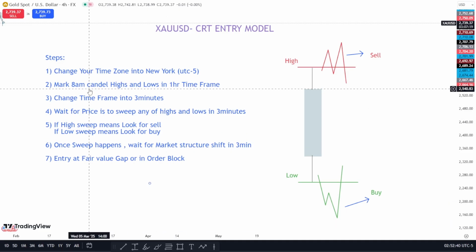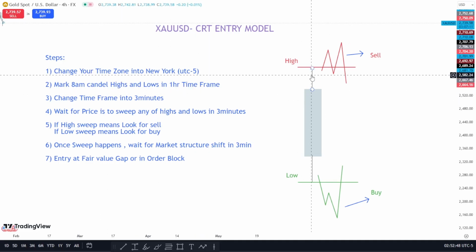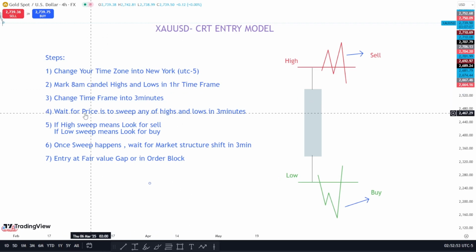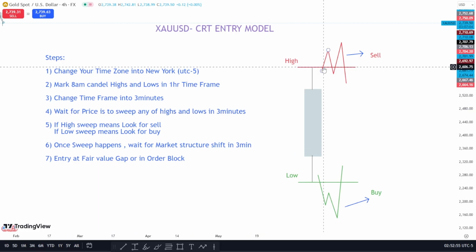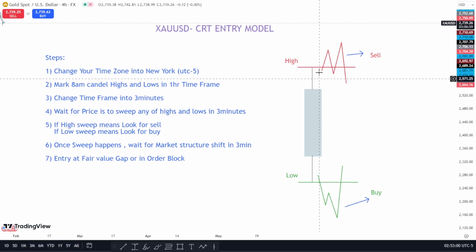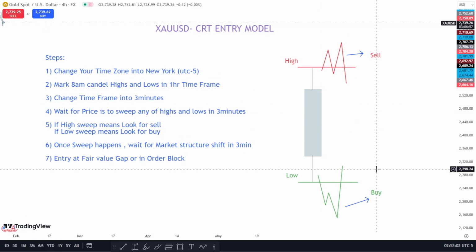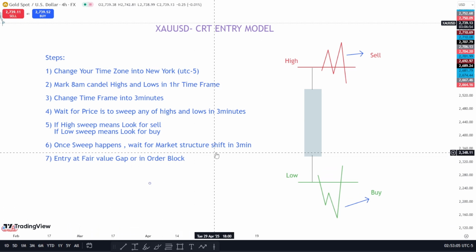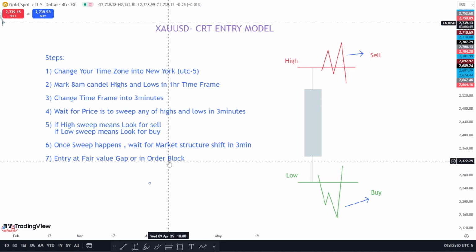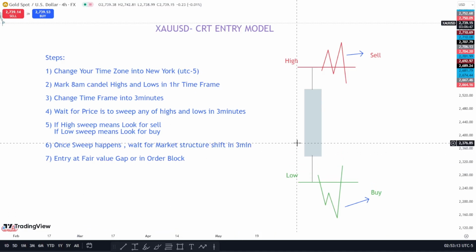Once the time zone has been changed, mark the 8 a.m. candle's highs and lows in the 1 hour time frame, and then change the time frame to 3 minutes. Wait for price to sweep any of the highs and lows in the 3-minute candle. If any of the highs or lows is swept, we look for the market structure shift in 3 minutes, and look for the fair value gap and order block for our entry setup. So now let's get into the chart setup.